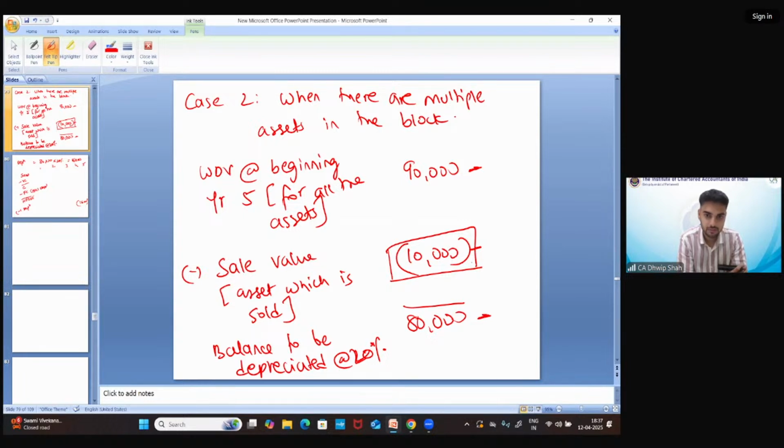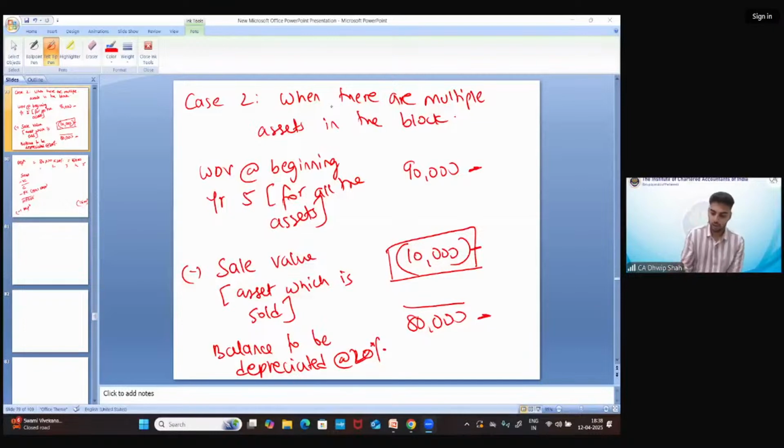Getting understood? Tell me, any doubts, any queries? So you have to check whether the block is still there or the block is completely disposed of. That you have to check. And based on that, capital gains or capital loss will arise, or depreciation will be provided. Okay?